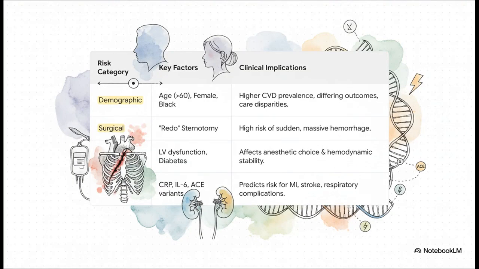Now, what's really fascinating here is seeing how far our risk analysis has come. We all know the classic red flags, right? Advanced age, a tricky reduced sternotomy, poor LV function. These are things we look for every day. But here's where it gets really interesting, the whole new world of perioperative genomics. We're starting to move beyond these broad categories and get down to a patient's individual genetic makeup. We can actually identify specific gene variants related to inflammation, like those for CRP or IL-6, or blood pressure, like the ACE gene.